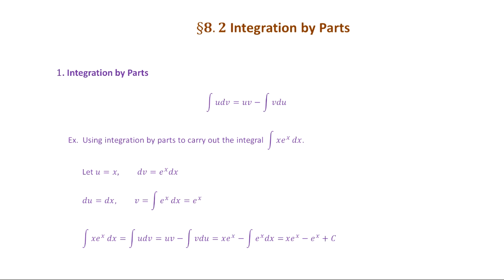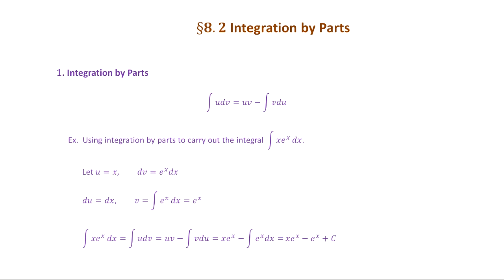To get v, you just integrate e to the x, and you get e to the x itself. Then using the formula for integration by parts, the integral of u dv, which is x e to the x dx, is equal to uv minus the integral of v du. So plug in u and v: u is x and v is e to the x. So we get x times e to the x in the first term.